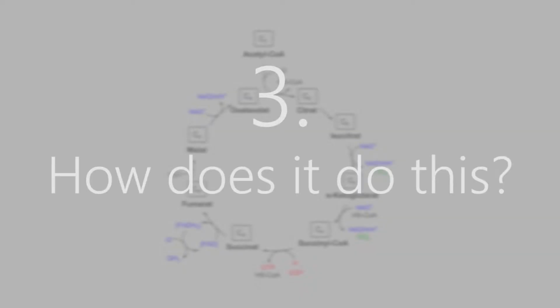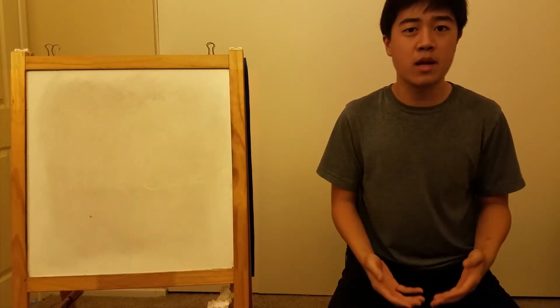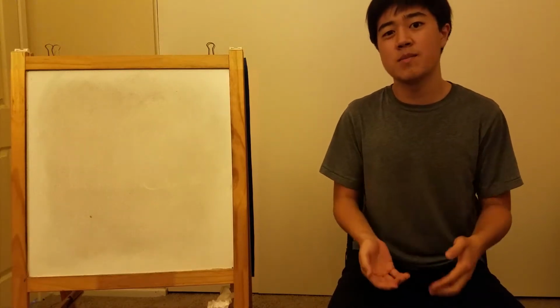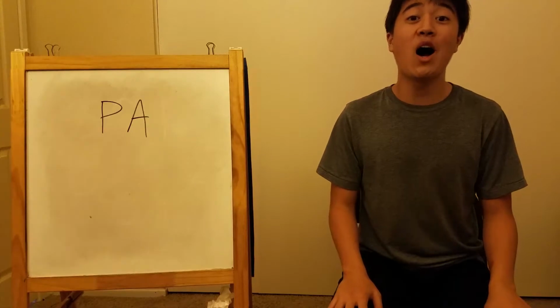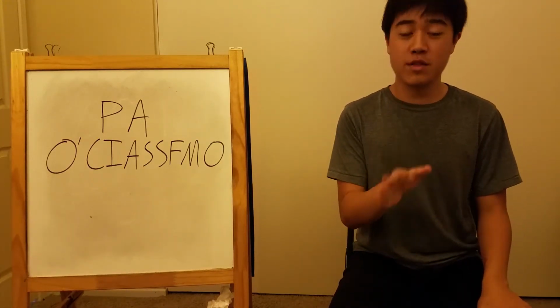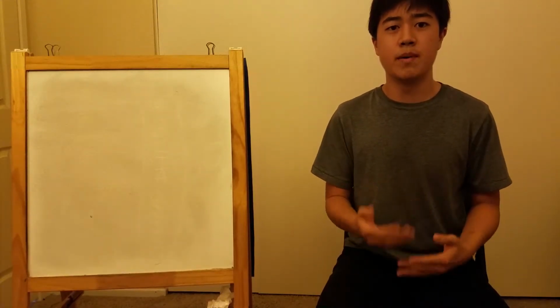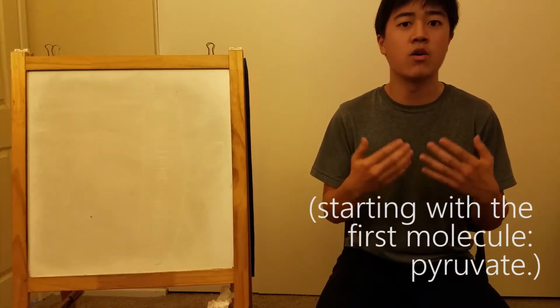Number 3. How does it do this? This is the hardest part of the Krebs cycle to understand because there are so many molecules and molecular transactions involved. So to make this a little bit simpler to remember, I want you to keep in mind one thing. Pa-okiasphoma. Now, I know what you're thinking, it sounds funny, but it works. Now let's unpack this a little bit more to see what is produced from each and every reaction of Pa-okiasphoma.